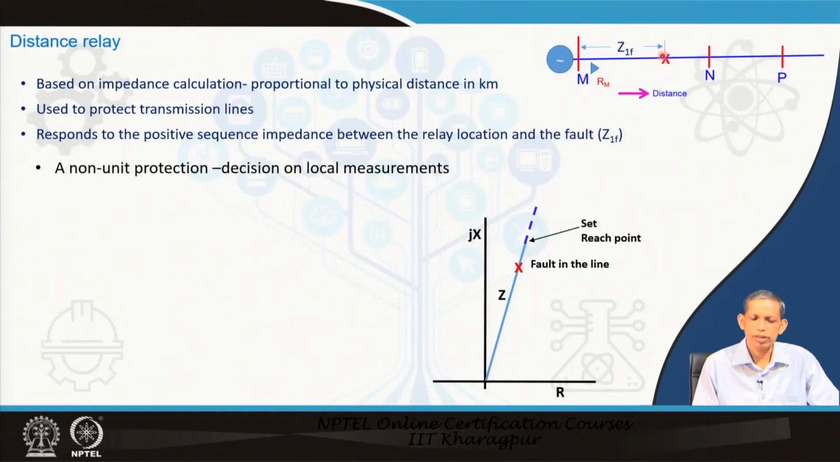So, whenever an internal fault happens, that fault point may fall on this R-X plane at this point. The relay finds the corresponding fault here. So, it is less than the set value, which means it is within the reach of the relay. Therefore, the relay can take a decision to trip.